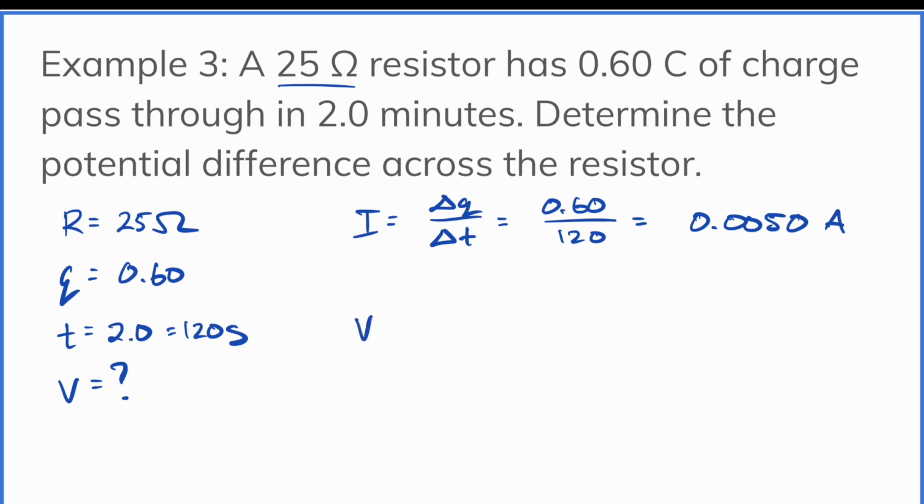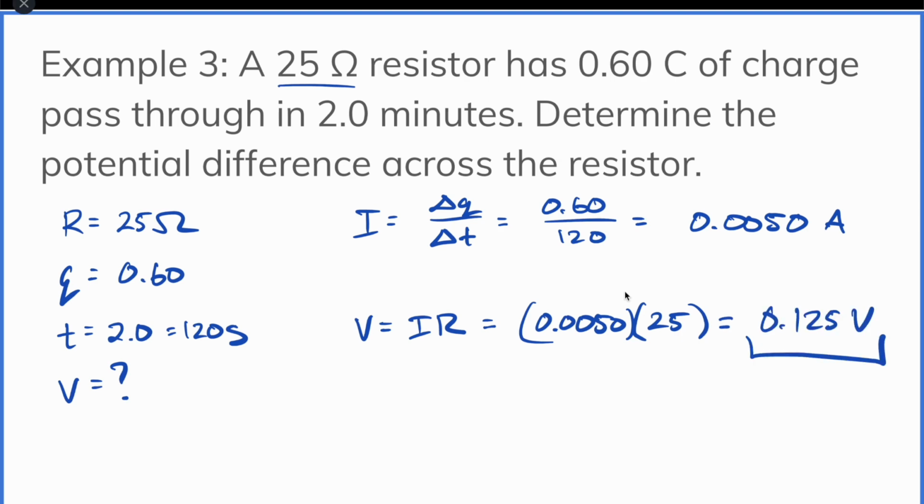Then we'll go to this equation again. Potential difference is the current times the resistance. So we're going to multiply this 0.0050 amps by the resistance of 25, and we will find the potential difference of 0.125 volts.